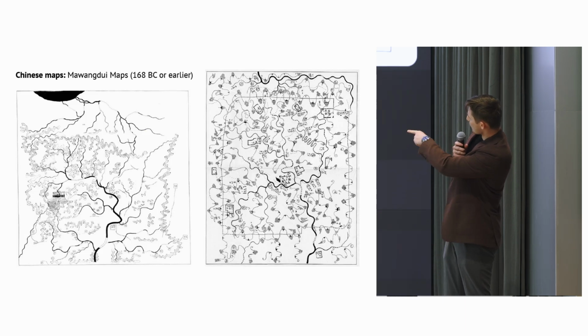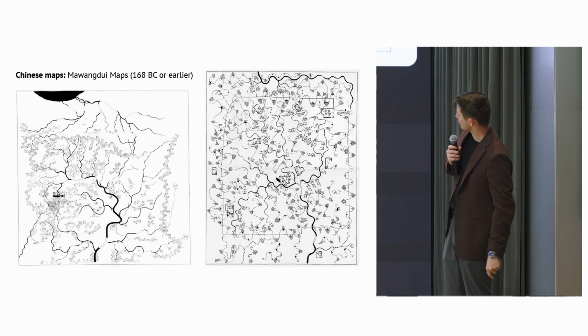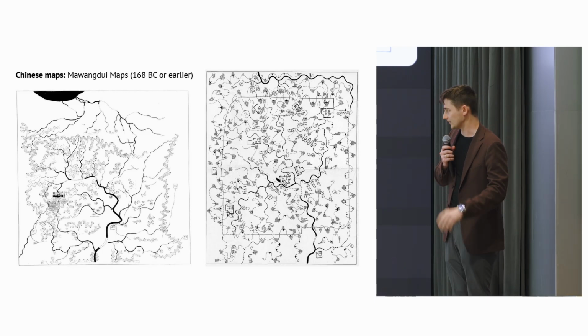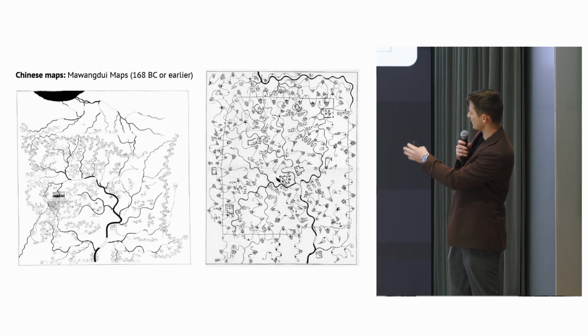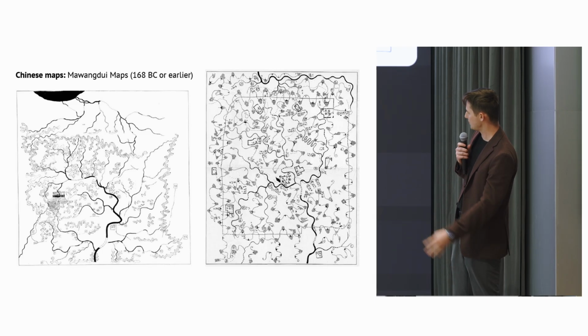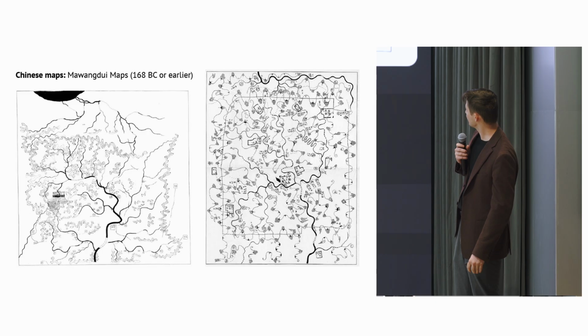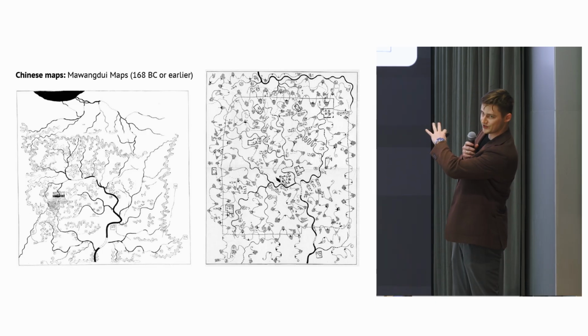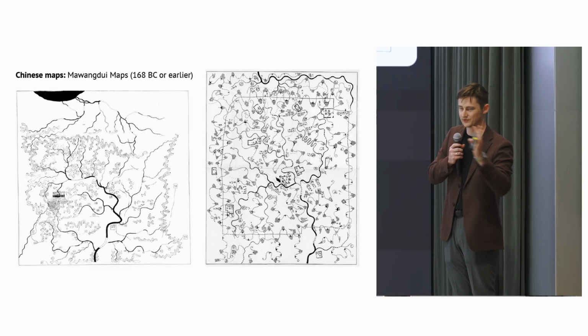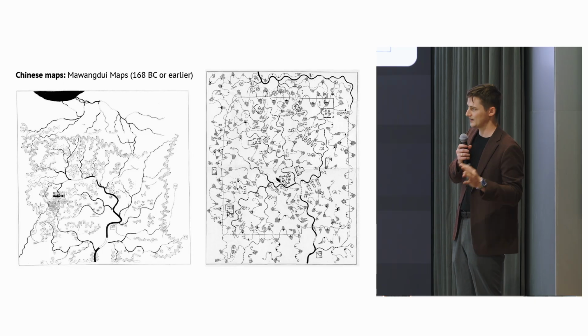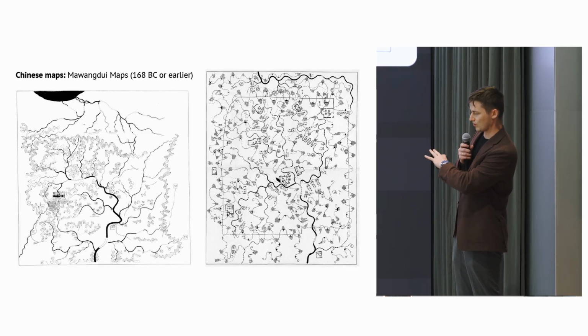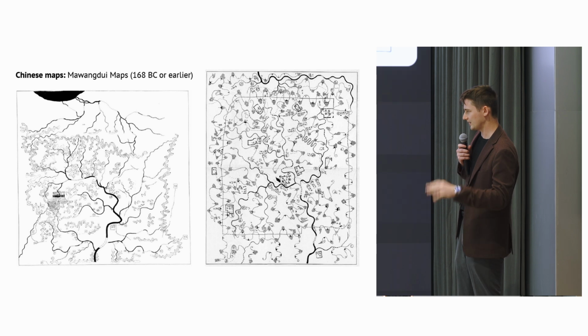So these maps are from very early, right? So 168 BC or even earlier. And these are actually quite precise topographical maps. They were made for military purposes, as are most, if not all, topographical maps. And there was nothing like this anywhere west of the Tian Shan for 1,500 years, right? So this is really different from what we would see in the Mediterranean.